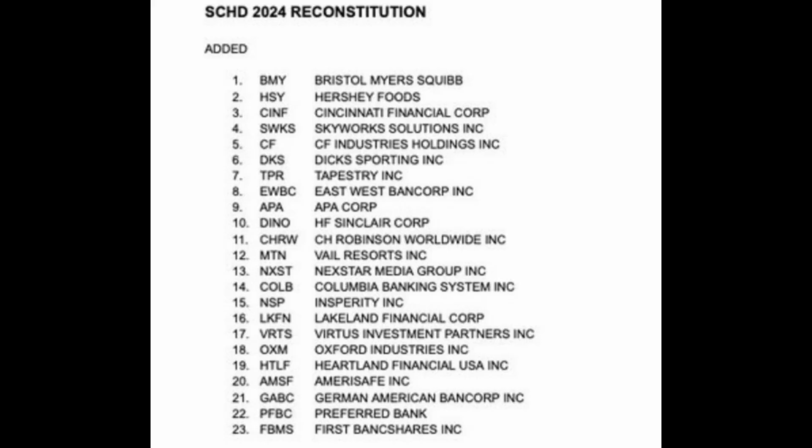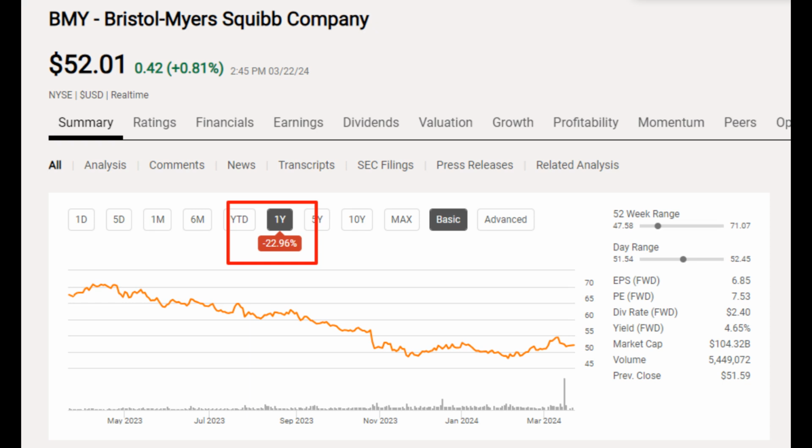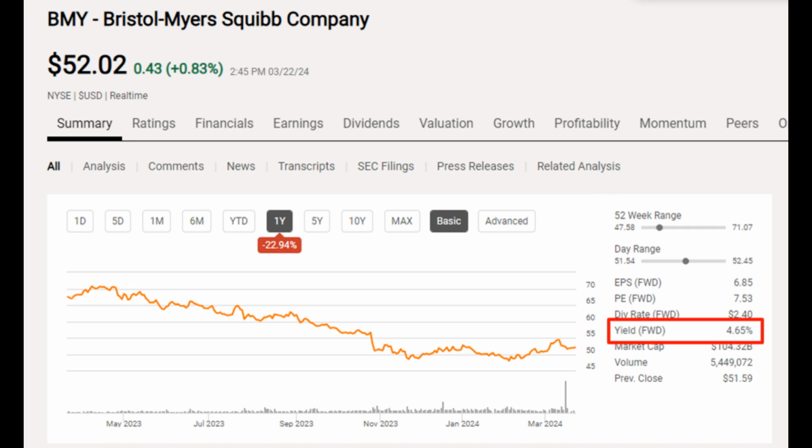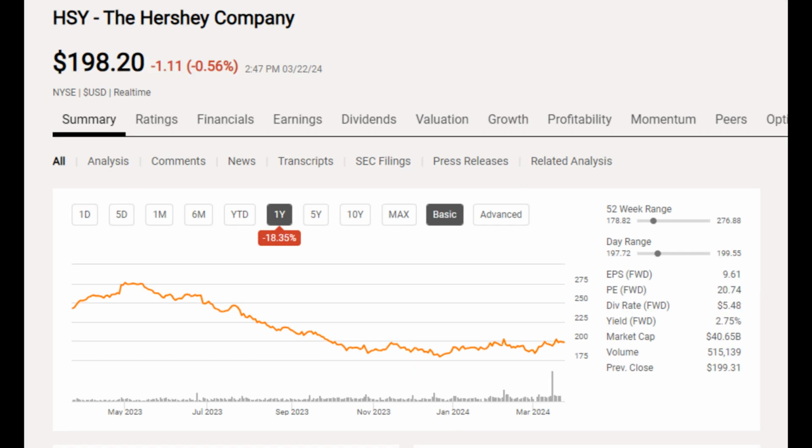Okay, so let's see what are the companies that came in the place of the removed ones. The first one is BMY, which has dropped in price by almost 23% in the past year. As you can see, that drove the yield up to 4.65%, which obviously combined with the fact that they passed the other screeners included them in the fund. The second company was HSY, the Hershey company, which has also dropped significantly in price. So we can see kind of a pattern here.